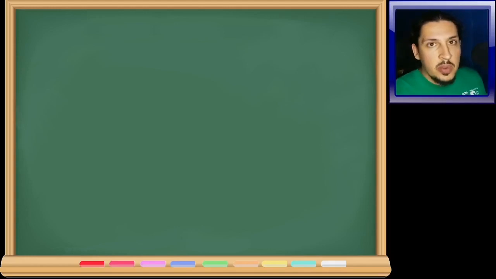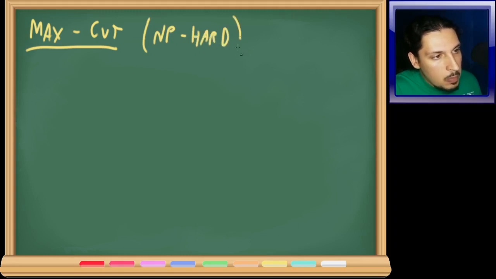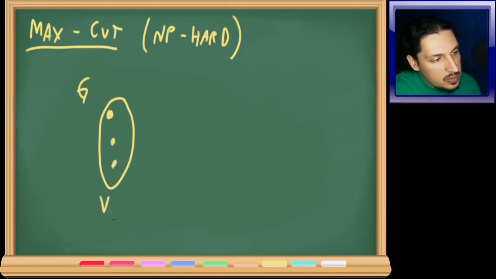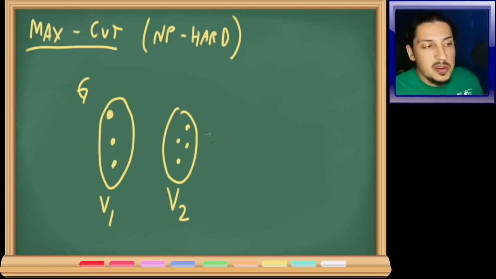Now, using these ideas, we can attack a pretty hard problem, which is the max cut problem. The classic max cut problem is a classic NP-hard problem. What does it ask? Given a graph G, what we must do is partition the vertices of G into two sets, V1 and V2, however we like. It's sort of like a bipartite graph, but we're not given the bipartition. We must create the bipartition. And then what we try to do is to create the largest possible bipartite graph from the original graph G.